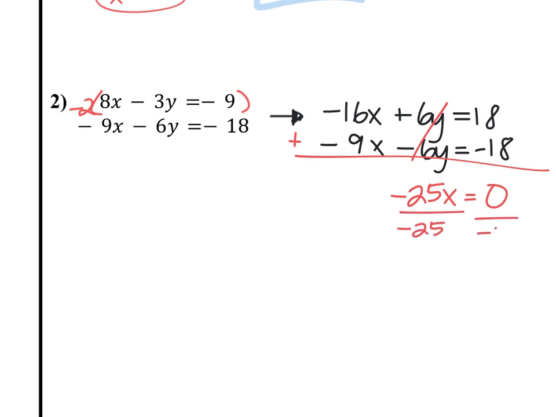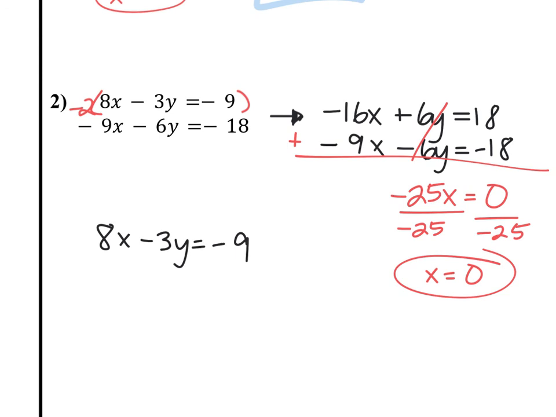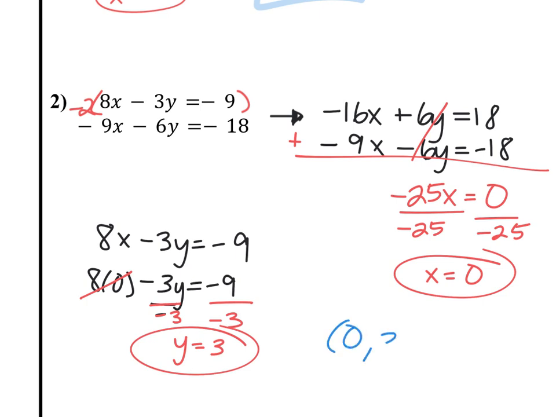You divide by negative 25, and you get that x is 0, which is a good answer and it's totally fine. Choose one equation to plug back into. I like the top. 0 goes where x is. So that's just 0. And then I'll divide by negative 3. And I should get that y is positive 3, which means that my final answer is 0, 3. We're not going to do the last one, so this is it.